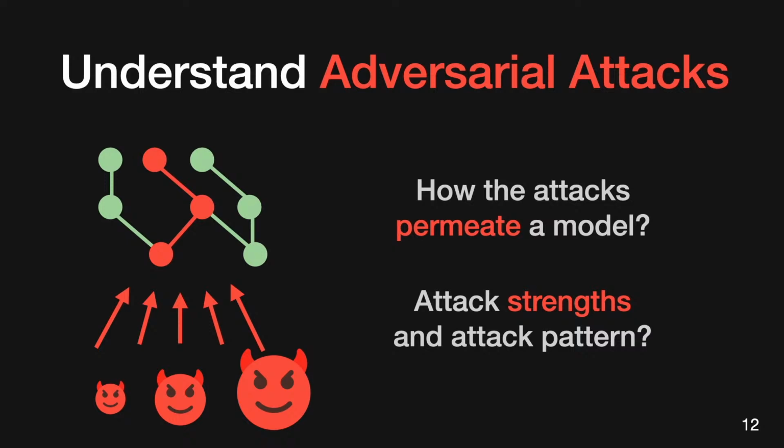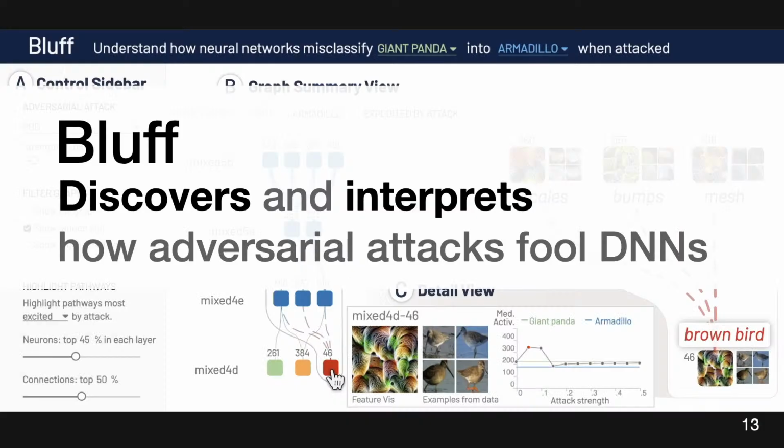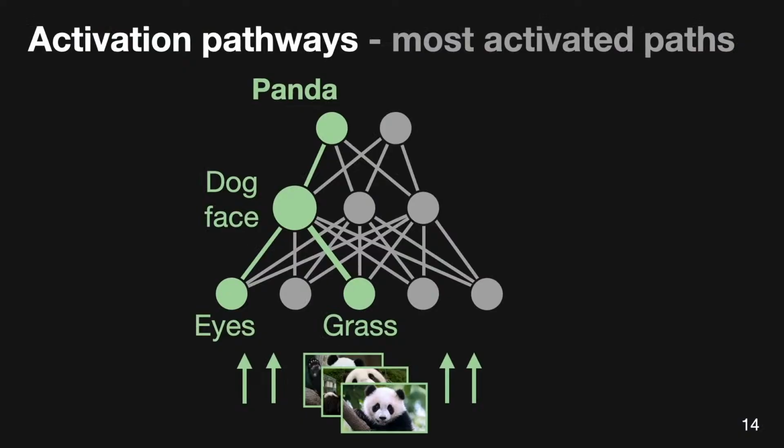as a weaker attack does, or if those sets are completely different. We present Bluff, an interactive visualization tool for discovering and interpreting how adversarial attacks mislead DNNs into making incorrect predictions.